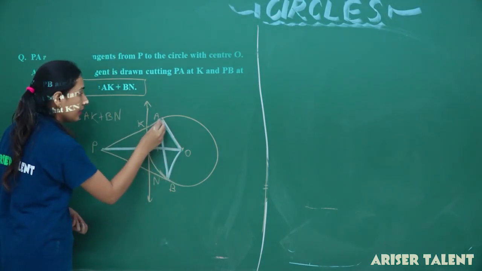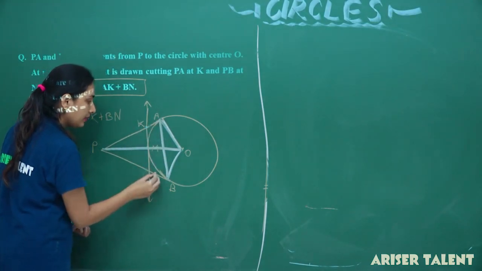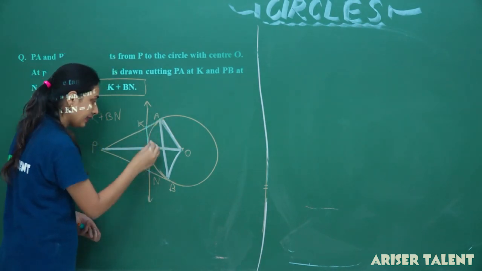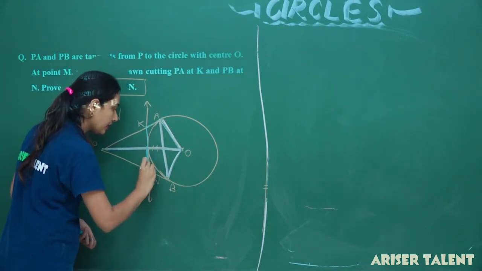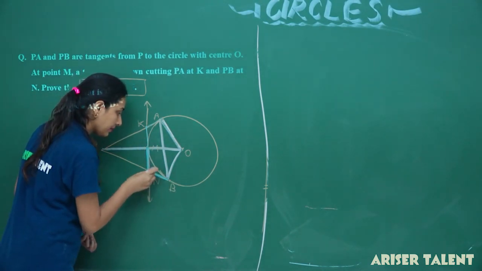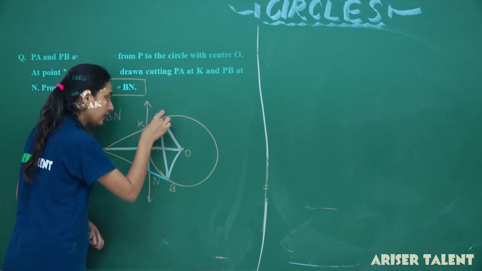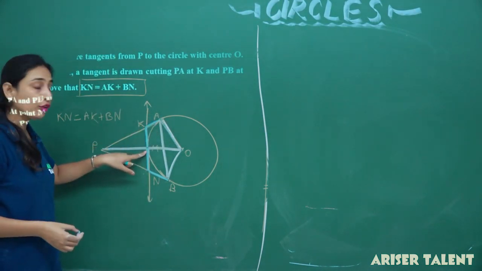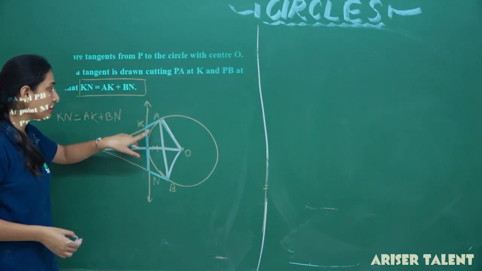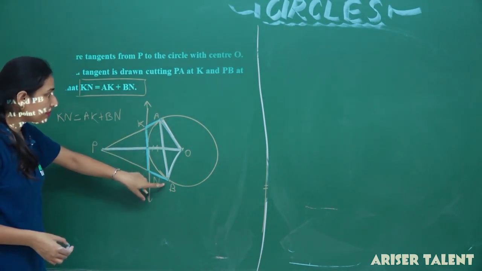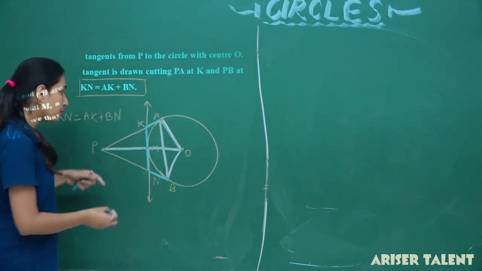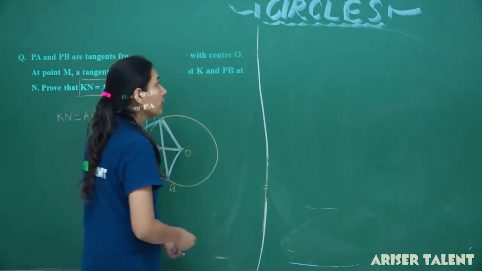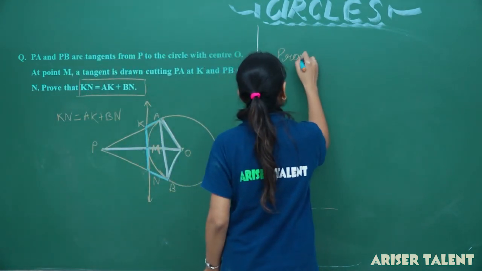Okay students, now see, this is an external point. This external point has tangents going here and here, right? So if this is an external point and the tangents are there, what will you say? That this KA will be equal to this KM and this NB equals this NM, right students? You will say like this only. Okay, so in my proof, I am using the same thing.